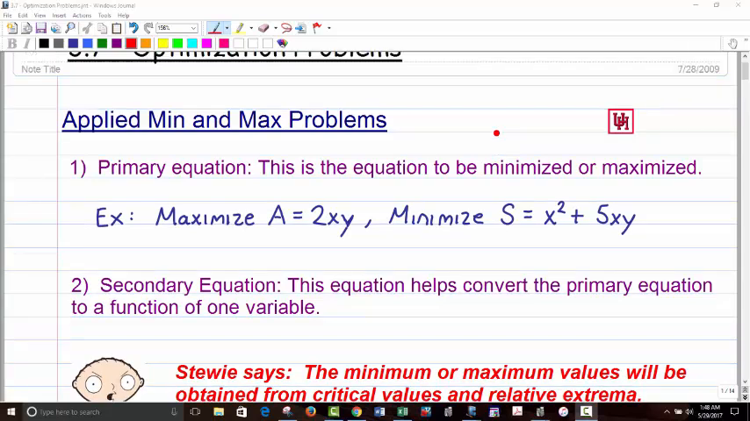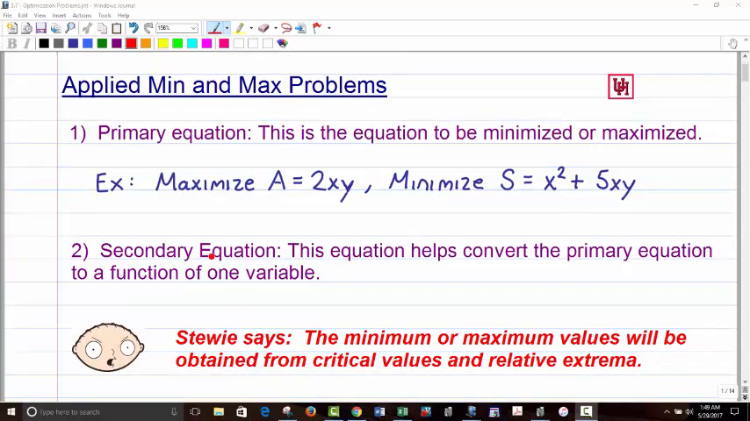But you'll have information where you can come up with what this book calls the primary equation, the function you're trying to maximize or minimize. So here's something I made up: A equals 2 times xy. A would probably be area in this kind of problem. And S equals x squared plus 5xy. That could be for two numerical values that satisfy a certain situation. Well, the problem with these equations is we can't do much with them because we have multivariables, and multivariable functions aren't addressed until calculus 3.